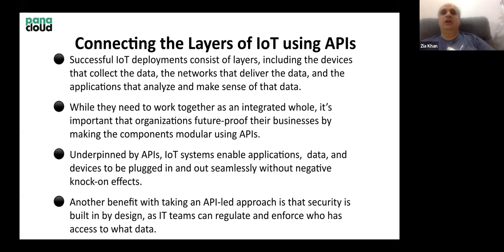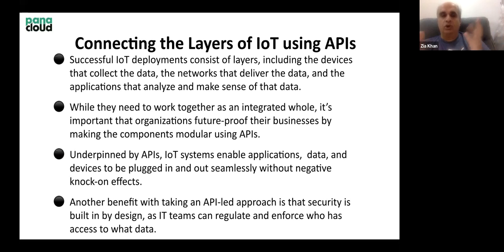Now, let's go to the IoT. Successful IoT deployments consist of layers, including the devices that collect the data, the network that delivers the data, and applications that analyze and make sense of the data. If you're trying to develop a monolithic IoT application, it will never work. If you want to be successful, you will have to have layers. One is that devices are collecting data, then you deliver the data to the edge or the cloud, depending on your architecture, and then you analyze and make sense of that data.